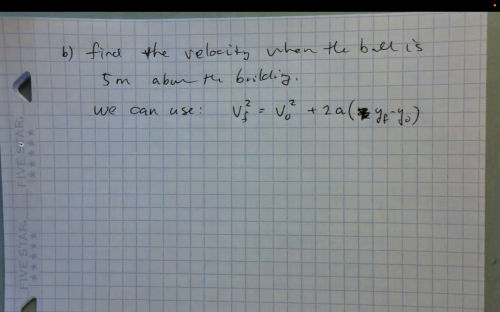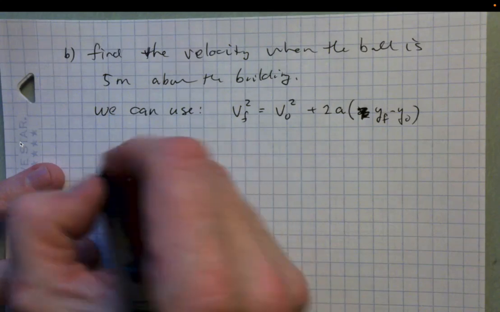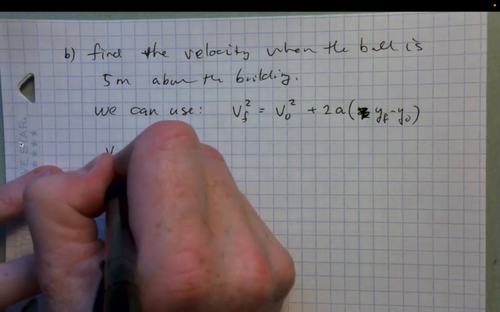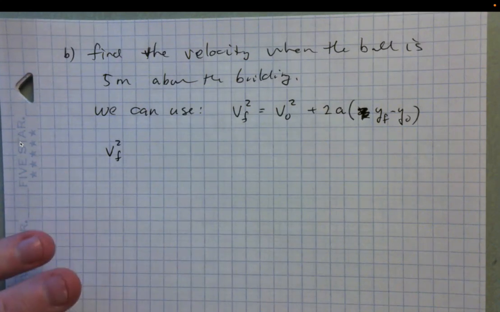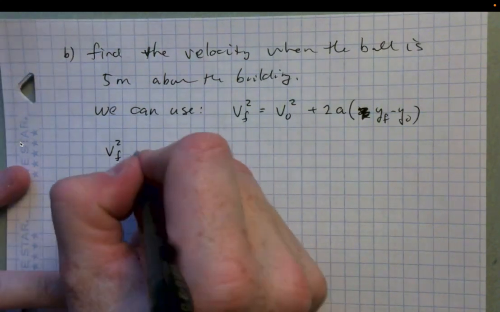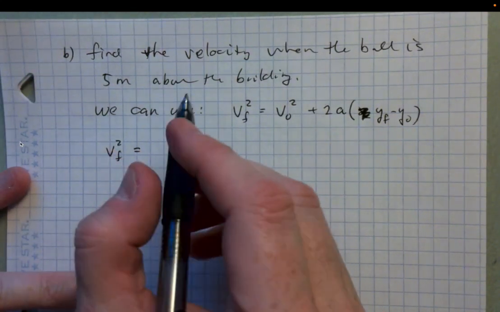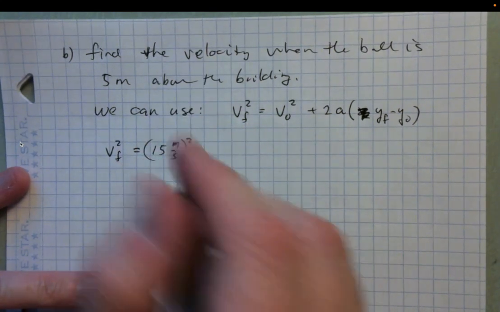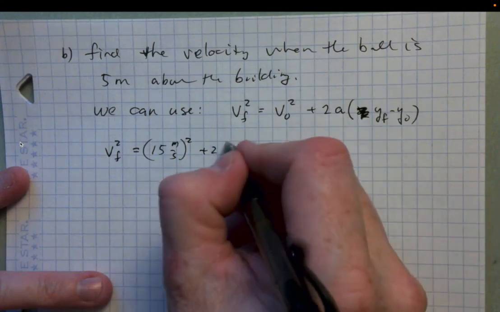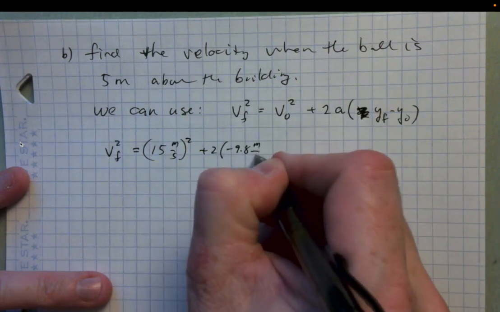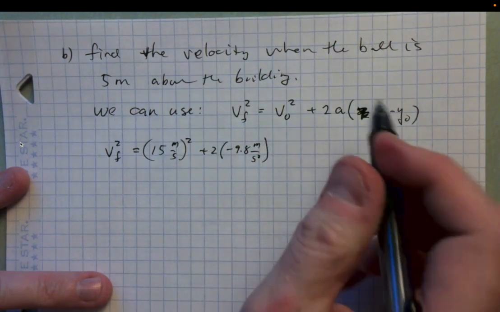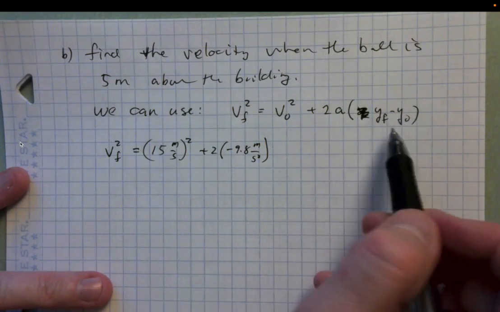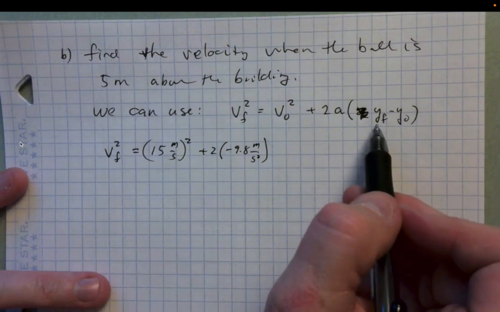Okay. And so we can plug in our known quantities. We have v final squared, that's what we're interested in. We want to know that, so we better have all of the other pieces, and we do. The initial velocity is 15 meters per second, and we square that, plus 2 times the acceleration, which is negative 9.8 meters per second squared, times the displacement here, y final minus y initial.